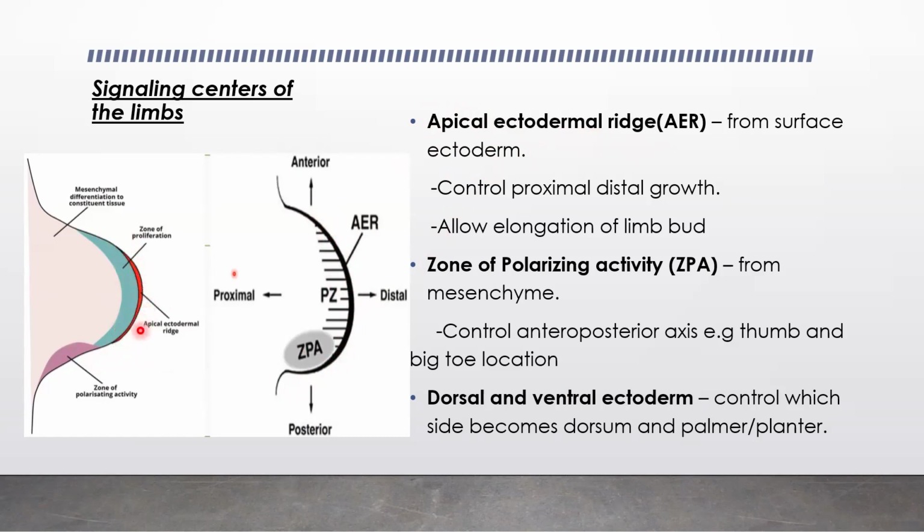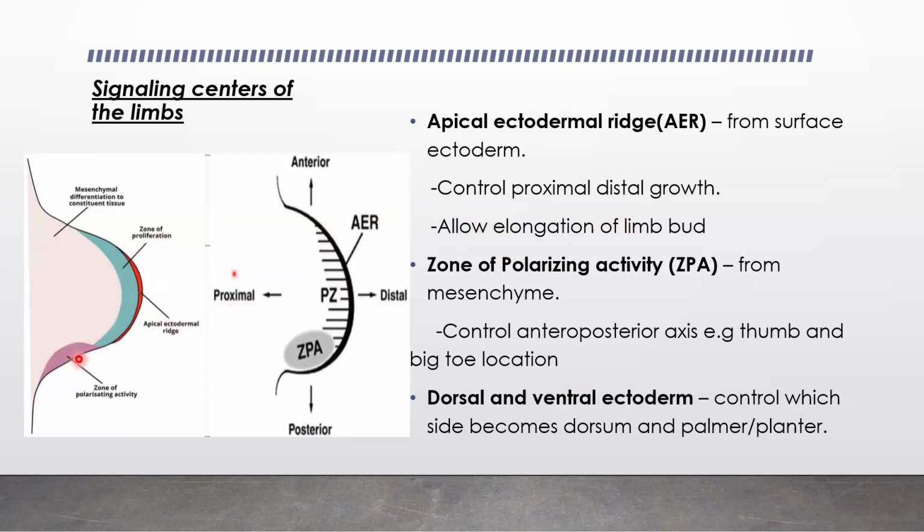So the apical ectodermal ridge controls the proximal distal growth, given the fact that it's found on the tip of the limbs. When it controls the proximal distal growth, what happens is that it prevents this zone of proliferation from differentiating. In addition to that, it allows continued mitosis, and through that you have elongation of the limb.